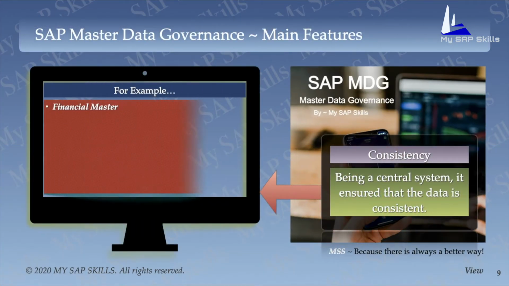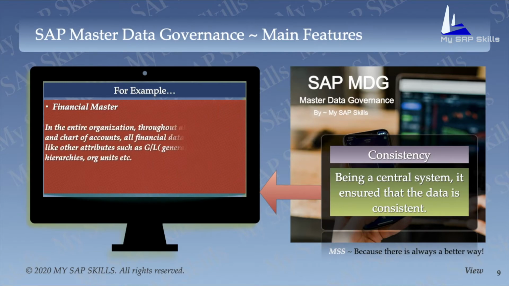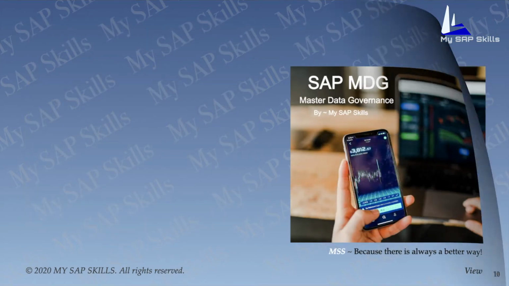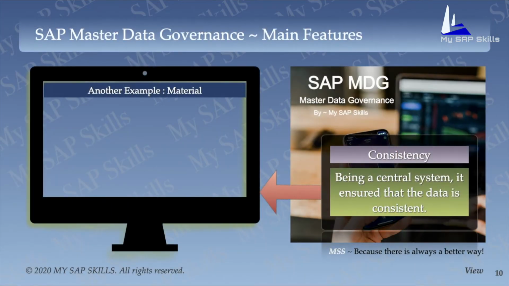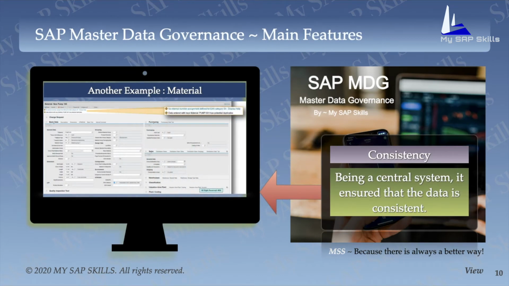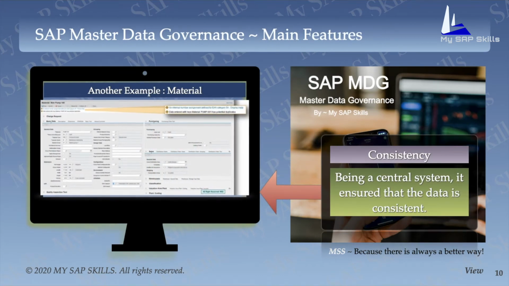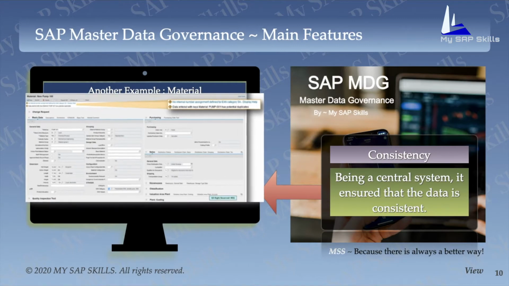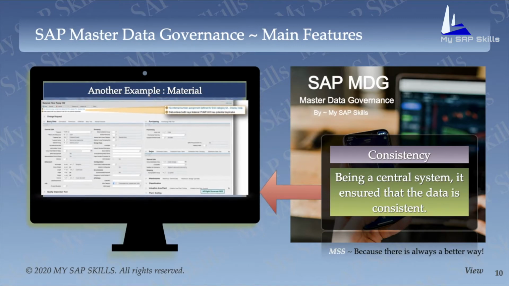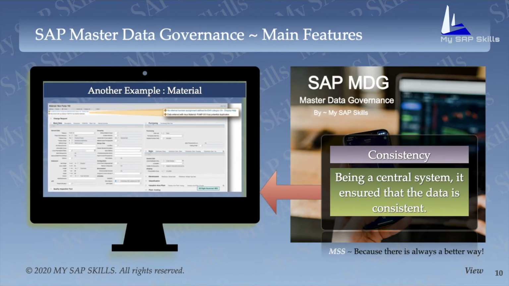Let's take an example of finance master data. In the entire organization, throughout all company codes and charts of accounts, all financial data are consistent, like other attributes such as general ledger accounting data, hierarchies, org units, etc. Similarly, in material master data as well, all the material data such as basic data, general data, sales data, tax data, etc. are consistent throughout the approval process.